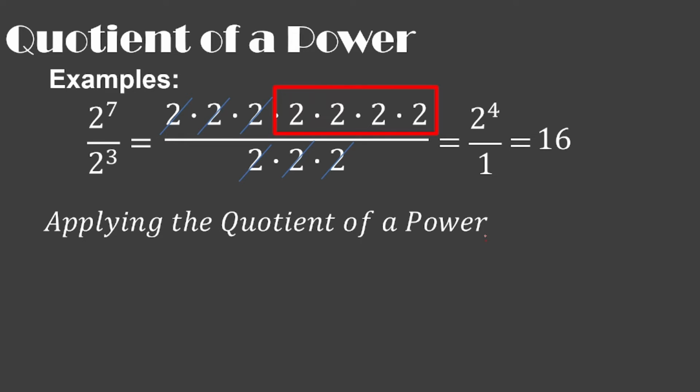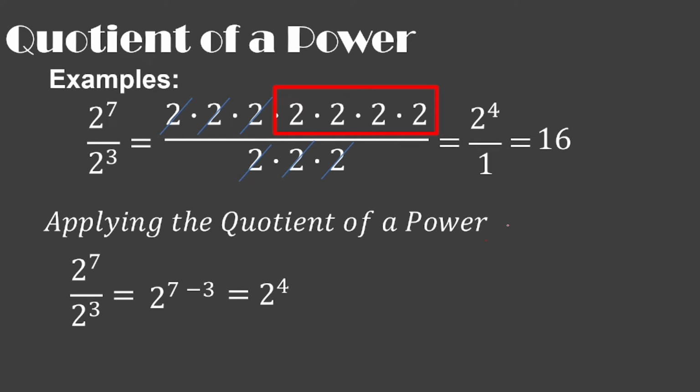But before we proceed to another example, let us first apply the quotient of powers. If we apply the quotient of powers, that will give us simply 2 raised to 7 minus 3, and we know that 7 minus 3 is 4, so that will give us 2 raised to 4.